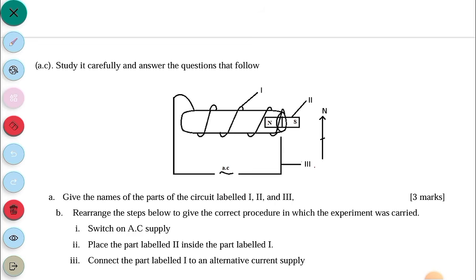The next question says, rearrange the steps below to give the correct procedure in which the experiment was carried out. So the correct procedure, first you are supposed to connect the labeled I to an alternating current. Then the next one is the II. Place the labeled II inside the solenoid, which is I. Then switch on the AC supply. That is it.